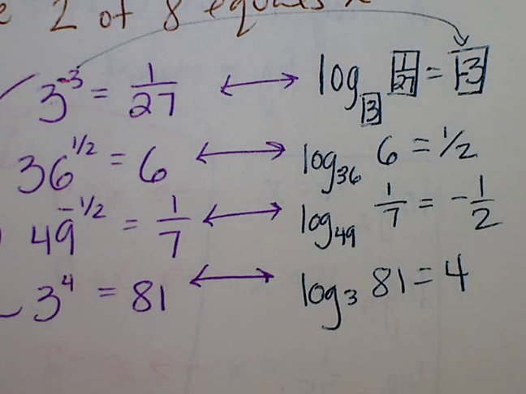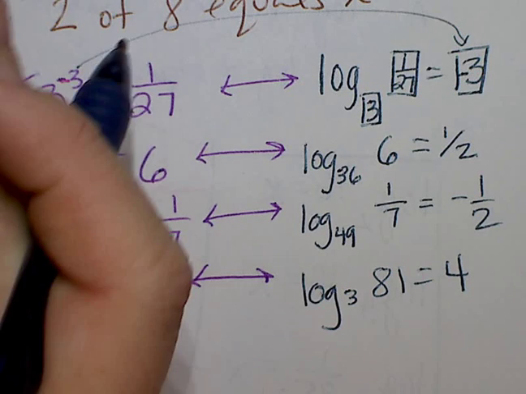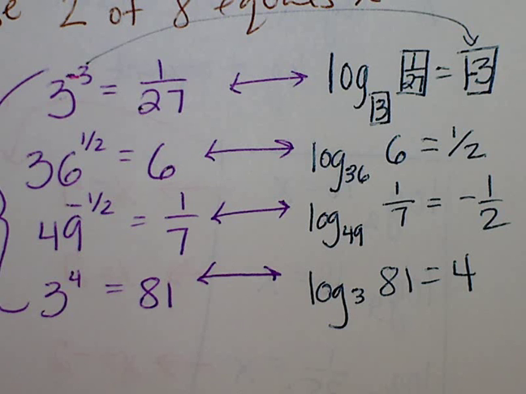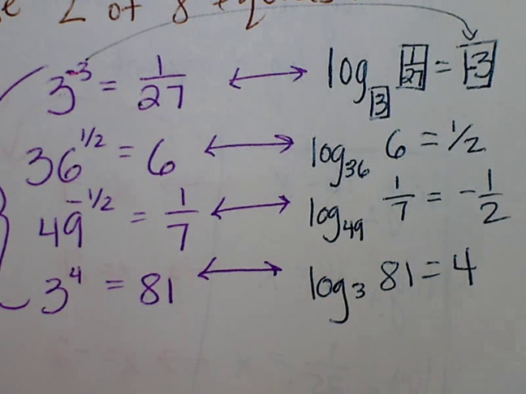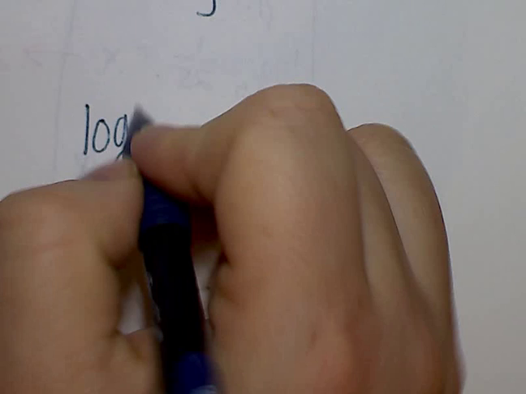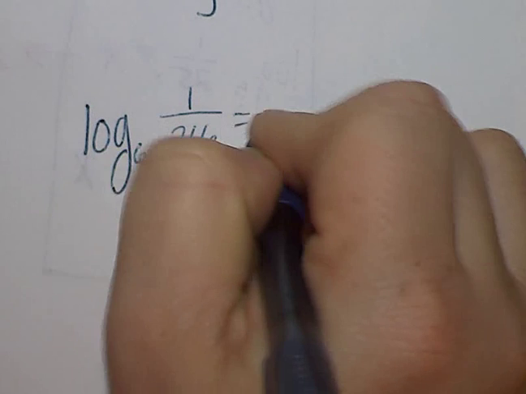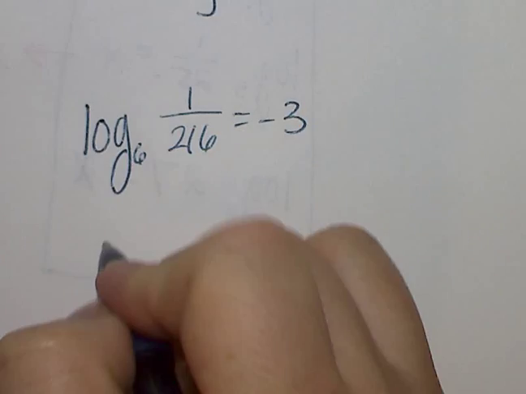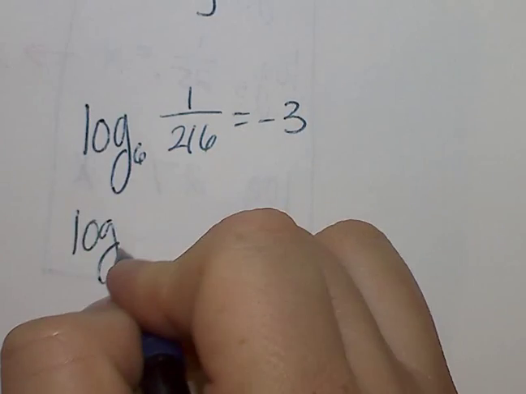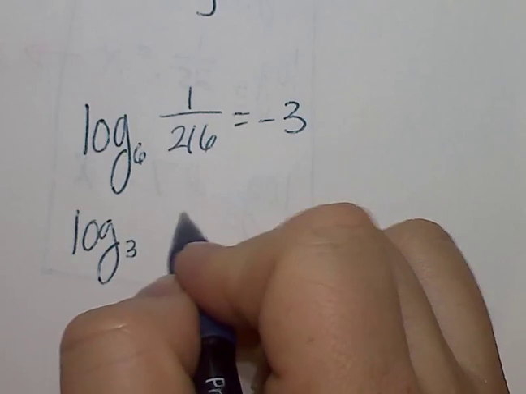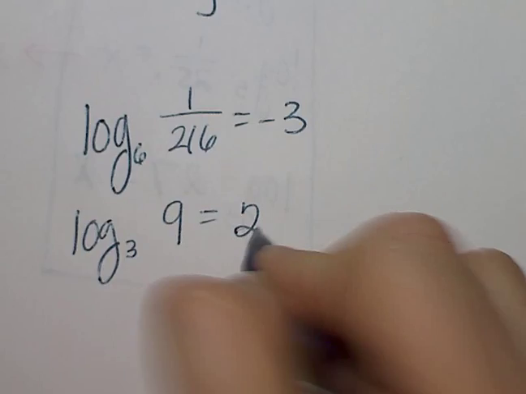On a scale from 1 to 5, how well are you understanding going from exponential form, rewriting it in terms of log? Hands up high, 1 to 5. Okay, let's just practice a few more. We're going to do 2 more. This time I'm going to give you the logs and you rewrite them in exponential form. There's the first one. Please rewrite it in exponential form.